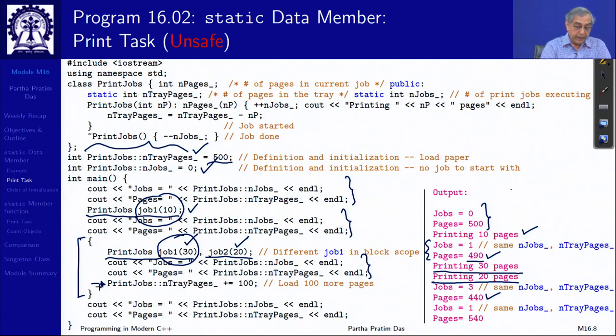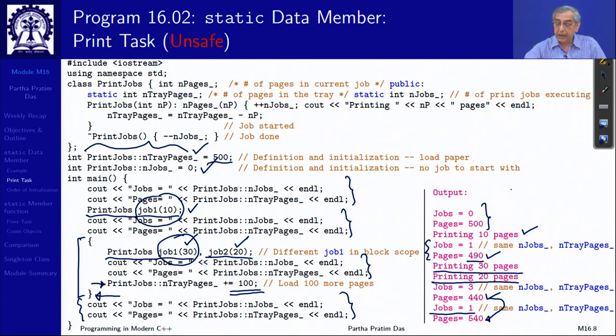So, after loading, when I come out of the block, what will happen? At this point, you have learned the lifetime. So, print jobs, job 1 and job 2 inside the block will get destructed at this point. As they get destructed, the number of jobs will decrease by 1 for each. So, my jobs after this becomes 1, and the pages have increased by a value of 100. So, from 440 it becomes 540. So, that is how the logic goes, right.